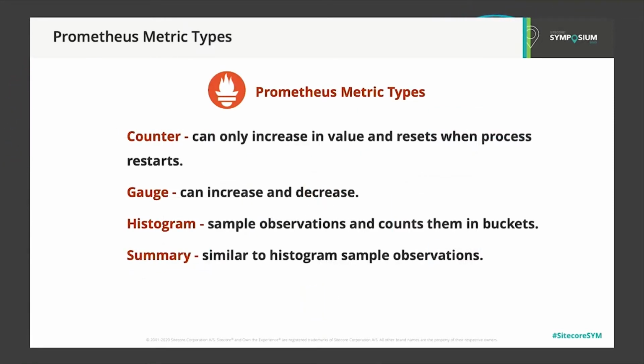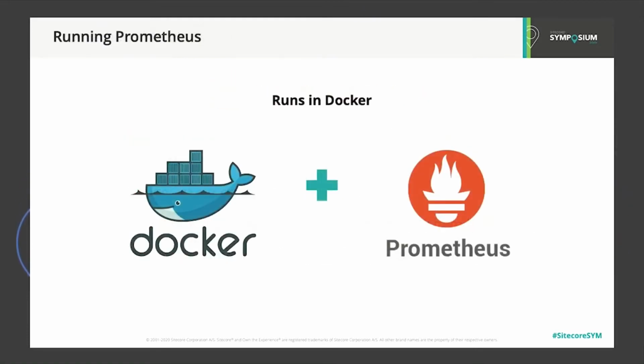Prometheus has 4 metric types. The counter can increase in value and reset when the process restarts. The gauge can increase and decrease, and it is useful for things like CPU, memory, threads, and active requests. The histogram and summary are both similar in that they sample observations and collect these in buckets, and these are useful for averaging the observed values and typical things like your request duration or response size.